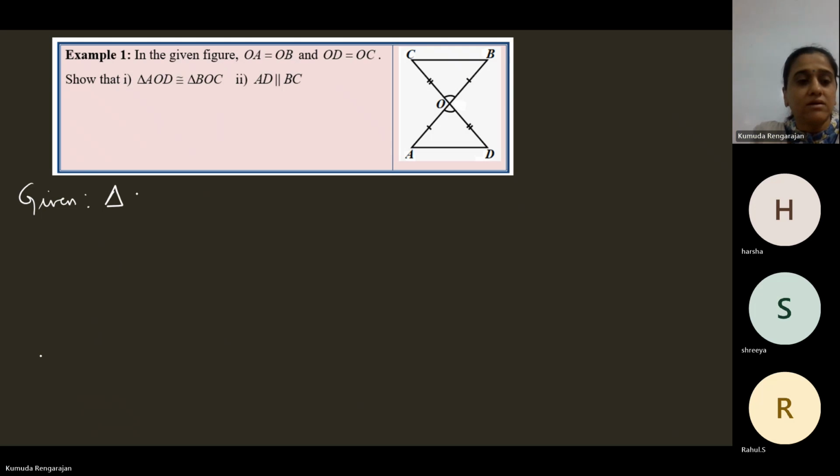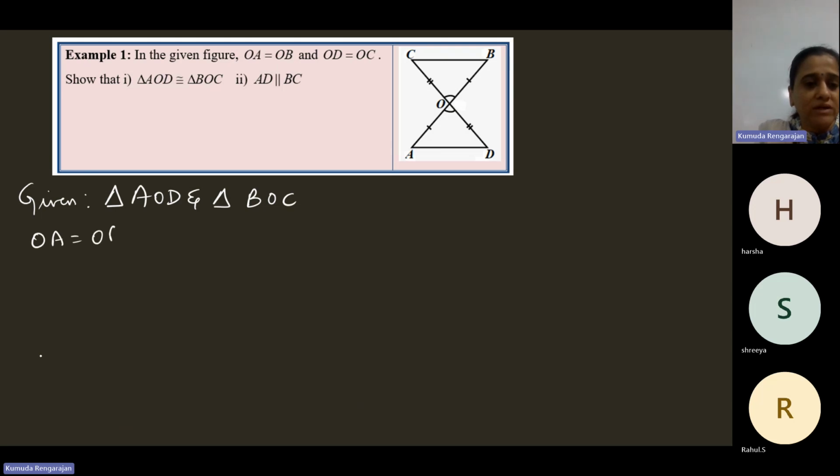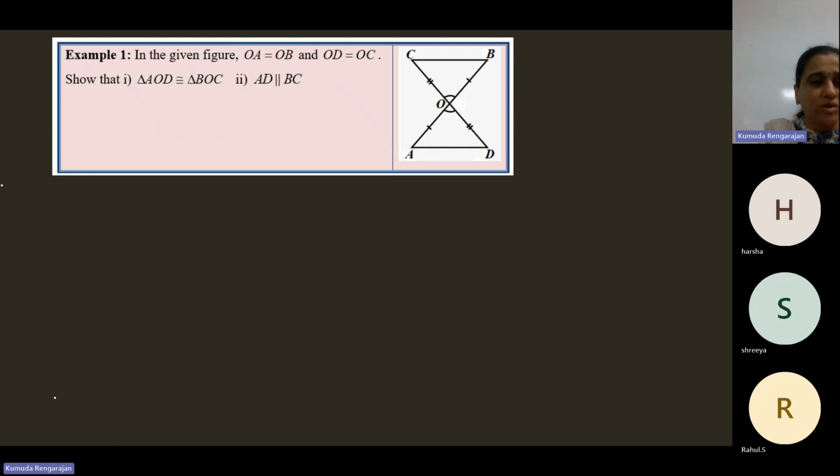Triangle AOD and triangle BOC. We are given two triangles. And OA is equal to OB. Let me write it still small. Okay, sorry. Given triangle AOD and triangle BOC. We are also given OA is equal to OB and OD is equal to OC.